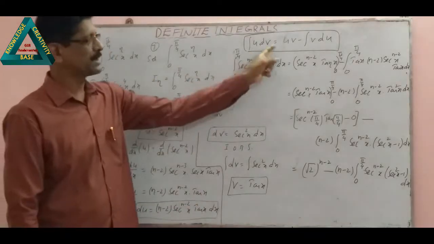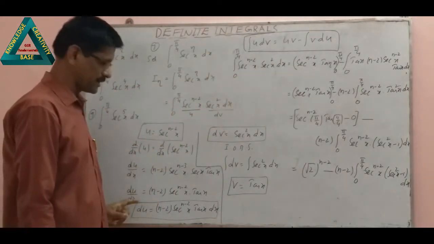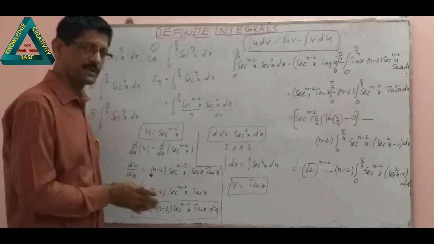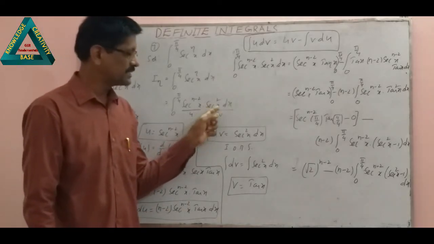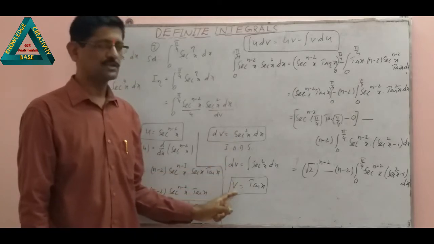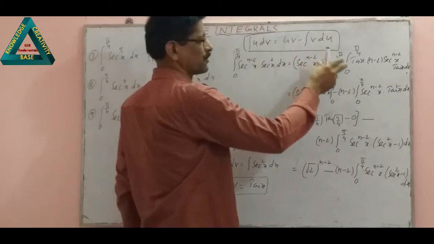By using integration by parts, what is the first function? u. Differentiating on both sides with respect to x, we get du is equal to this. Next, what is the second function? dv is secant square x dx. Integrating on both sides, we get v is equal to tan x. All these values are substituted in this formula, and we get this one.